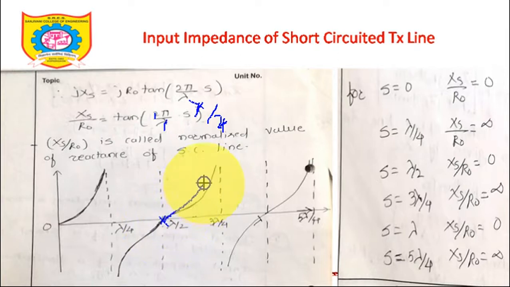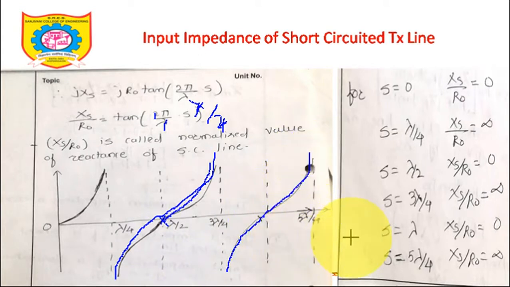But for the values beyond lambda by 4, I may get negative values also. So from infinity it is coming towards 0 at lambda by 2, from 0 it is going towards plus infinity. Once again, minus infinity going towards 0, going towards plus infinity. So this will be the waveform.